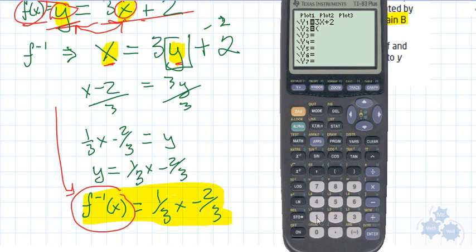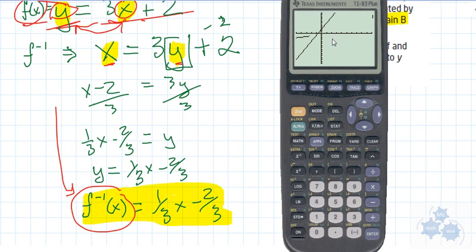Now you have to use your brackets probably. 1 divided by 3, that's 1/3 in brackets, times x. And then this is minus, I'm going to use your brackets again, probably 2 divided by 3. Okay, so that's 1/3 x minus 2/3. And then we'll graph it.